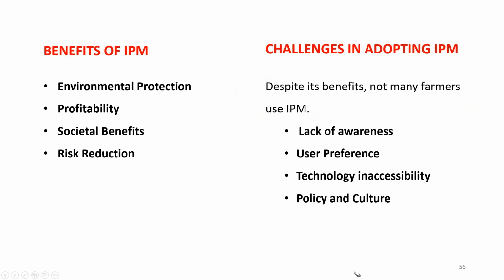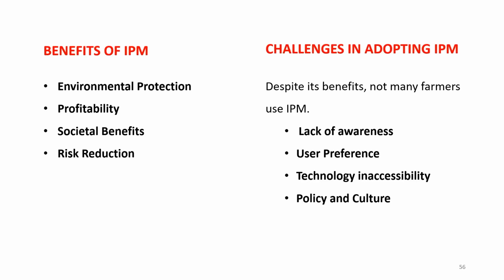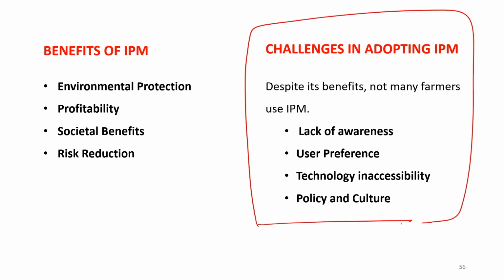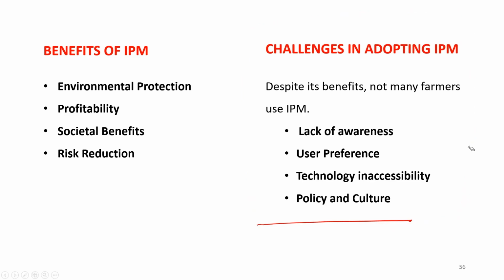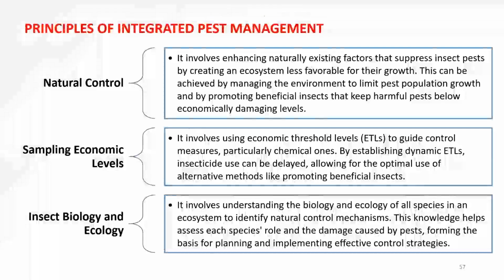However, there are challenges in adopting IPM because not many farmers use it due to reasons like lack of awareness, then user preference for using synthetic pesticides, or different reasons, maybe marketing being one of them. And then technology inaccessibility. Many times IPM is mostly like a package, and it needs to be taken to the field by extension workers, and certain farmers may not have access to that kind of technological support, and also the policy and culture impacts the adoption of IPM in a particular region or locality.